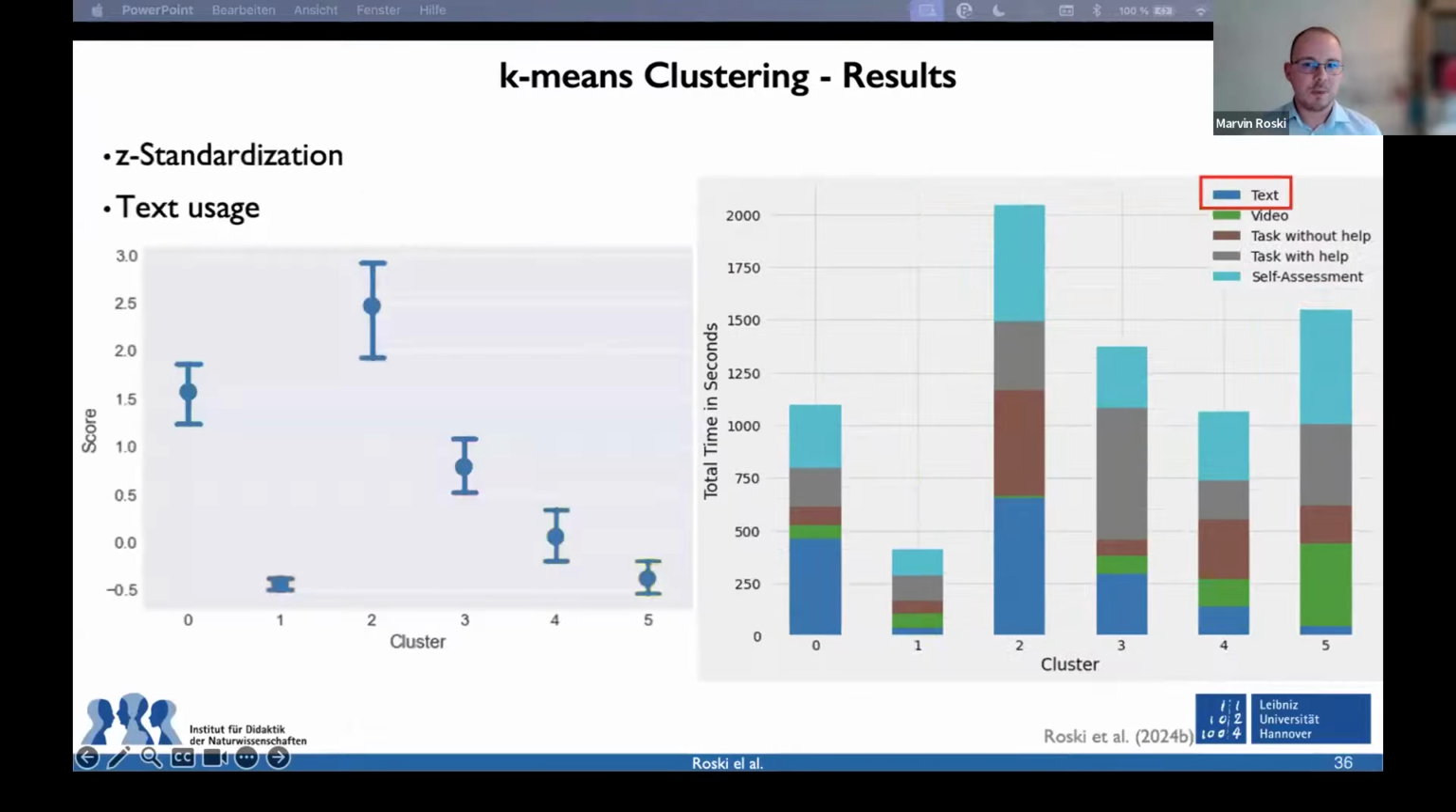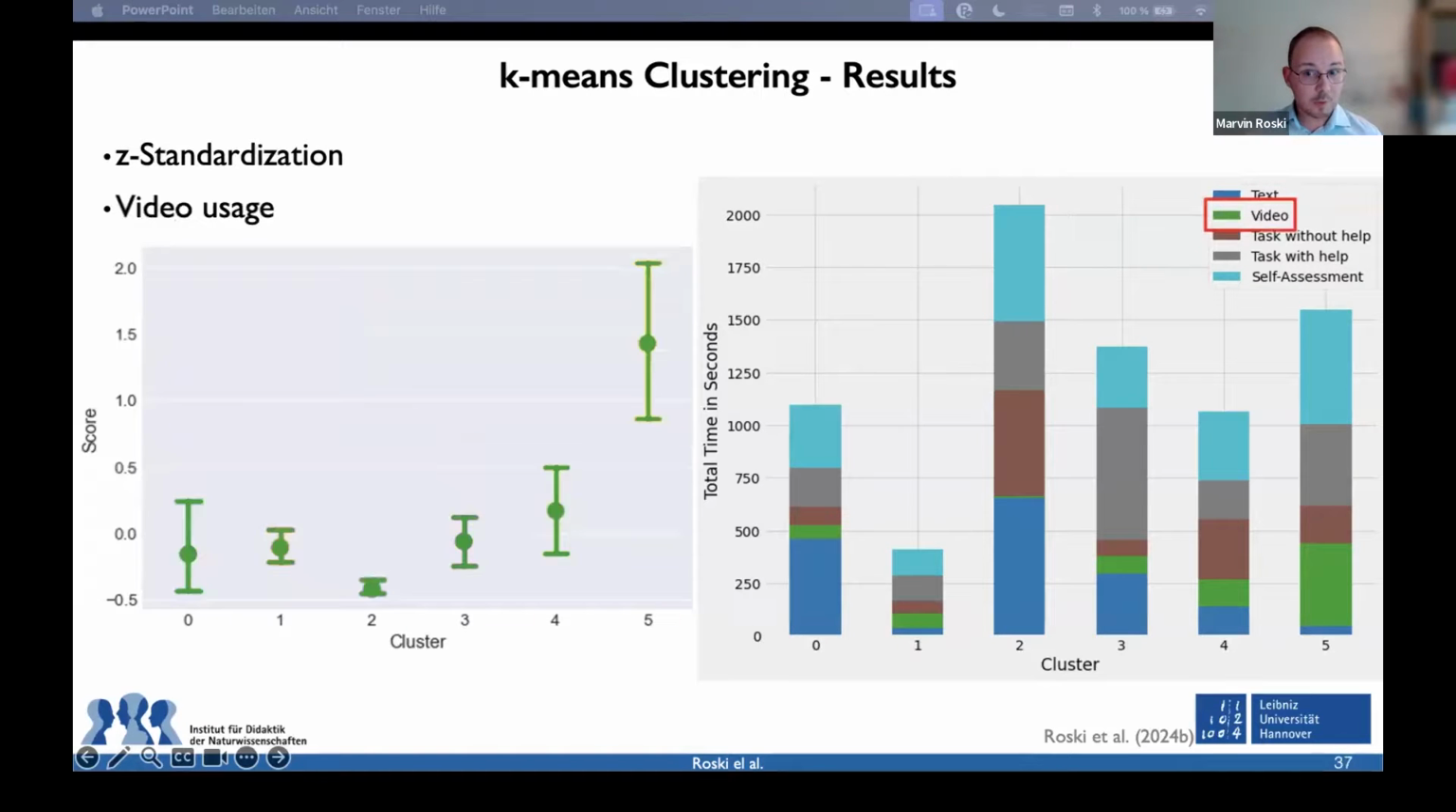And we can take a closer look at the differences by looking at the use of text and video. Here you can see on the left the standardized text usage and also the differences between the clusters. So while cluster 2 and cluster 0 invest a lot of time in text, it looks quite different for cluster 1 and for cluster 5. And we also have a different picture when it comes to the video usage. So you can also see here on the left side the standardized usage, and you see cluster 5 really dominates here heavily. So these are the learners in this cluster who really use videos more than the other clusters.